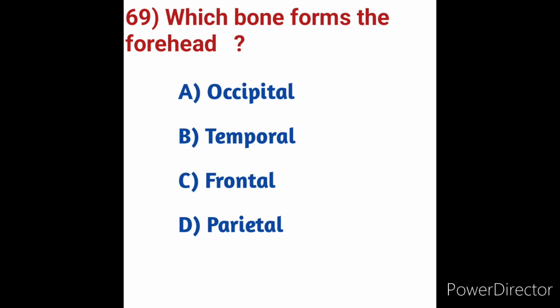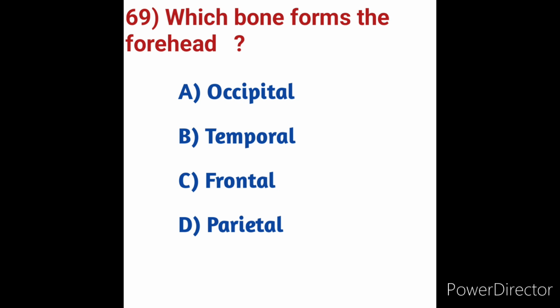Where the nasal bones and glabella meet is called the nasion. This dip is easy to see and feel. The frontal bone forms the forehead of the cranium. The cranial floor consists of the sphenoid and ethmoid bones. So which bone forms the forehead? In these options, option C, frontal bone, is the correct answer here.